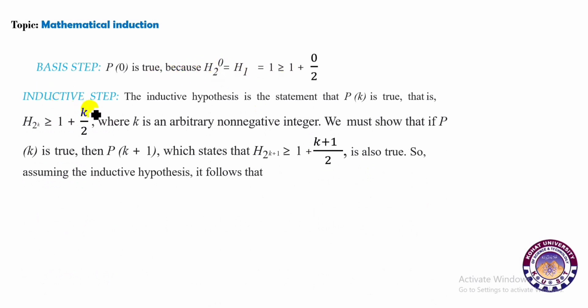Next, the inductive step. In the inductive step, we assume that the given proposition p of n is true for n equal to k. That is, H subscript 2 raised to the power k is greater than or equal to 1 plus k by 2, where k is any arbitrary integer. And our goal is to show that H subscript 2 raised to the power k plus 1 is greater than or equal to 1 plus (k plus 1) divided by 2.